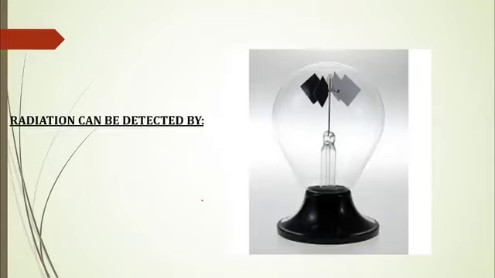There are about three instruments that we can use to detect radiation. The first is the one you can see on your slide here. This one is called a radiometer. It can be used to detect the presence of radiation. Inside you can see a tungsten filament, and then you can see some leaves that will be able to either diverge or converge when they are in the presence of radiation.